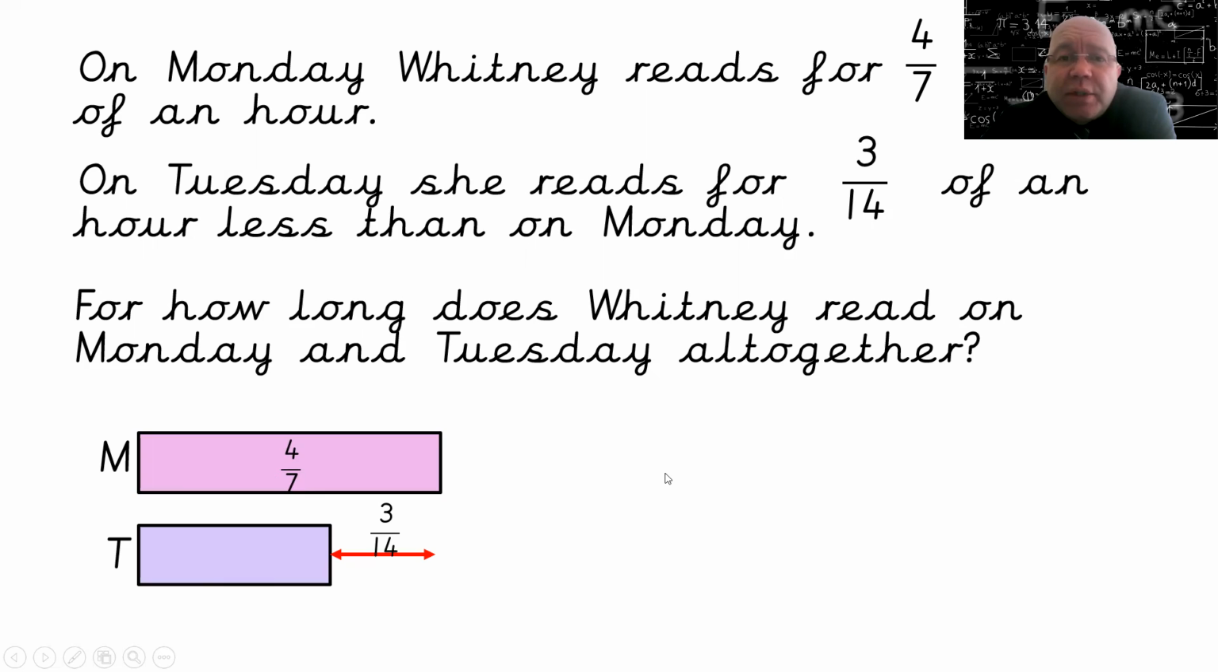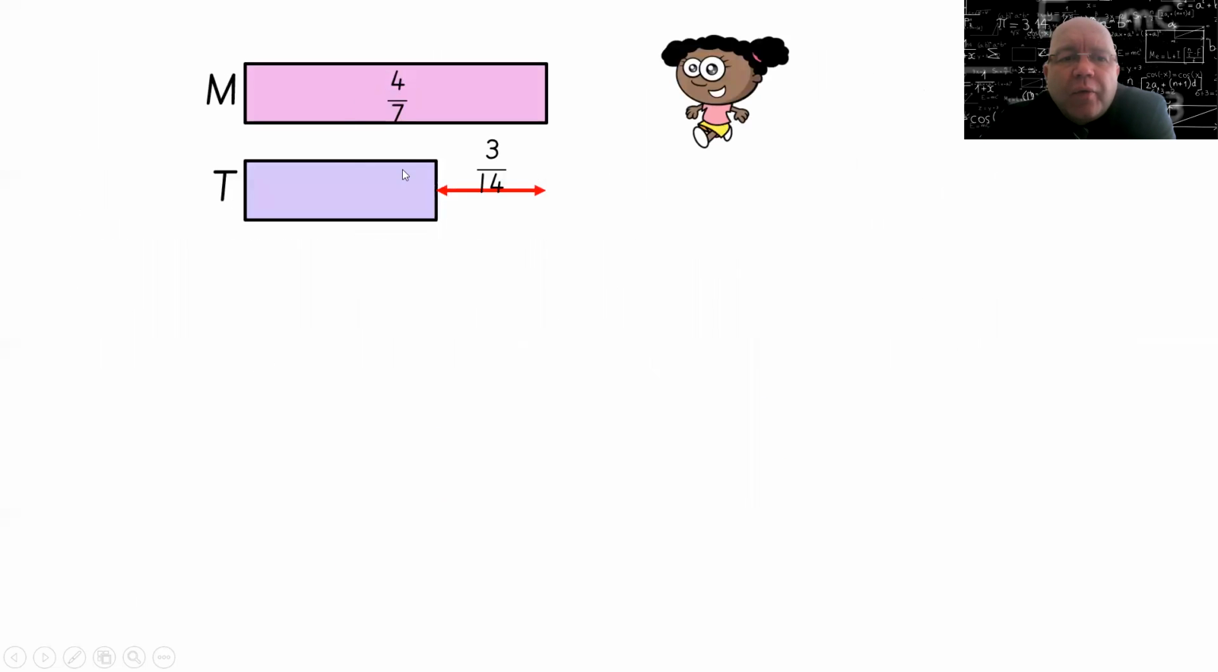The way we're going to work it out is with the subtraction. So there's our 4/7 and there's 3/14 less. So by doing 4/7 take away 3/14, we'll be able to work out how long she read on Tuesday. So we're going to do an equivalent. We're going to turn our 7ths into 14ths. So 8/14, because we've multiplied top and bottom by 2.